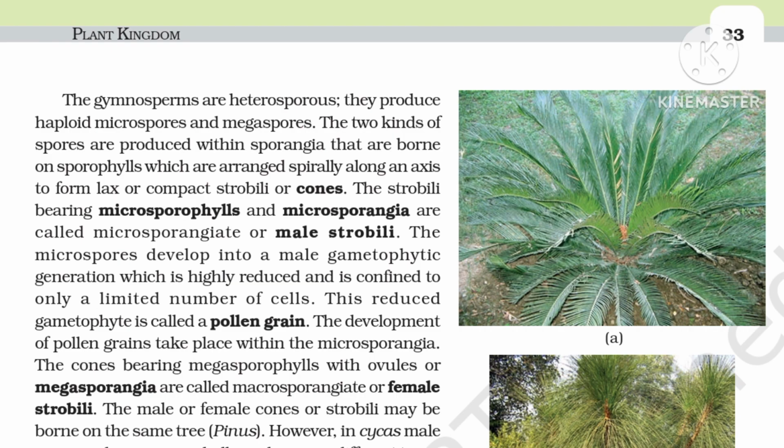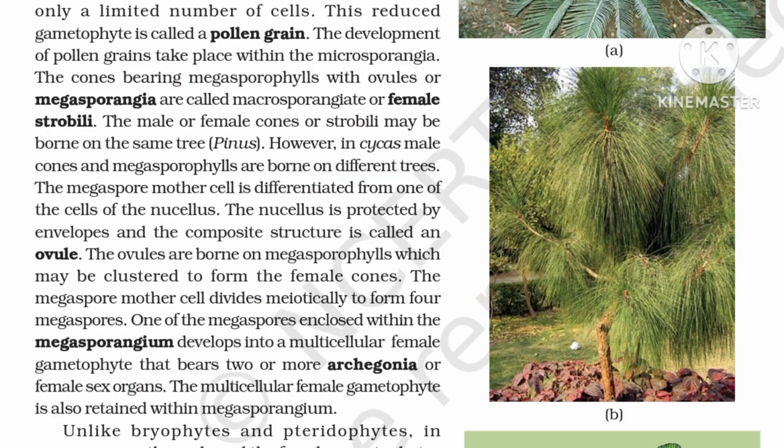The cones bearing megasporophylls with ovules or megasporangia are called macrosporangiate or female strobili. The male or female cone or strobilus may be borne on the same tree, Pinus. In Cycas, male cones and megasporophylls are borne on different trees. The megaspore mother cell is differentiated from one of the cells of the nucellus. The nucellus is protected by envelopes and the composite structure is called an ovule. The ovules are borne on megasporophylls which may be clustered to form the female cone.